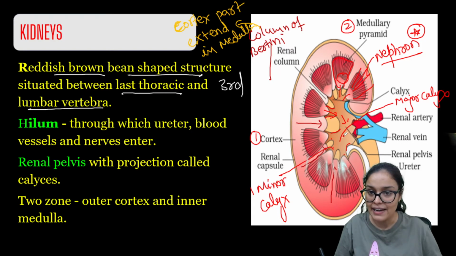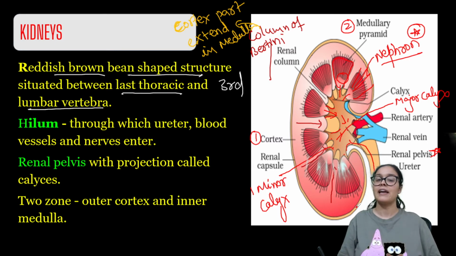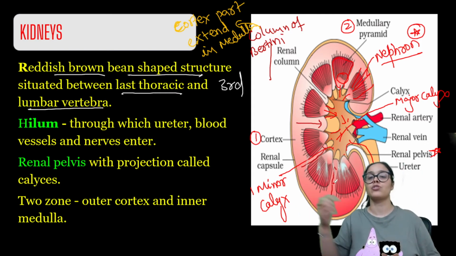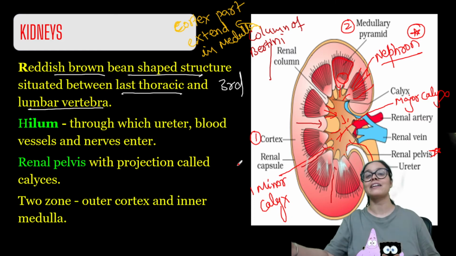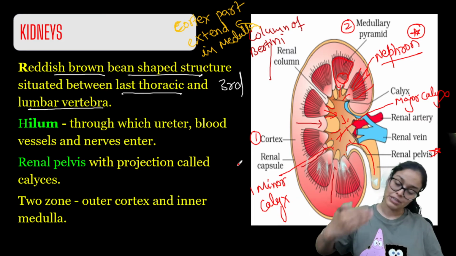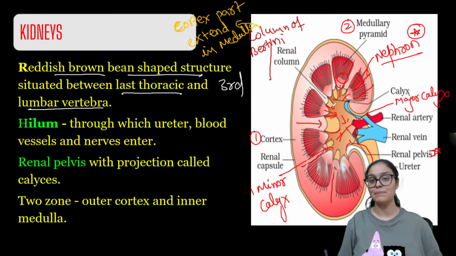Finally the major calyx will open into the space that is known as the renal pelvis. So this is actually the renal pelvis, which will finally open into the ureter, and the ureter takes the urine out of the kidney into the urinary bladder, and finally the urinary bladder empties into the urethra. The urethra takes the urine outside the body. So it happens this way.